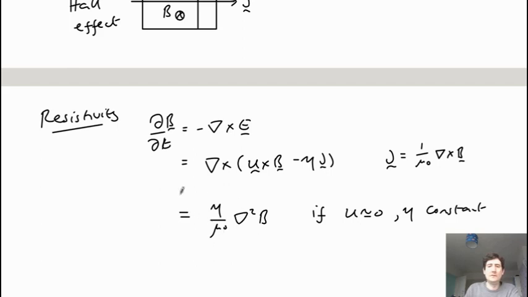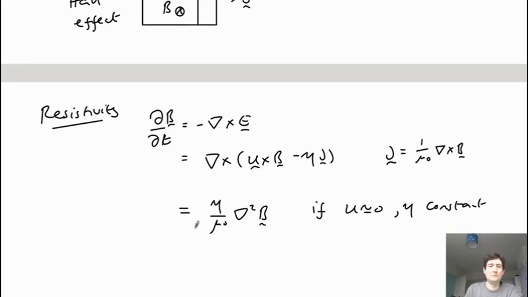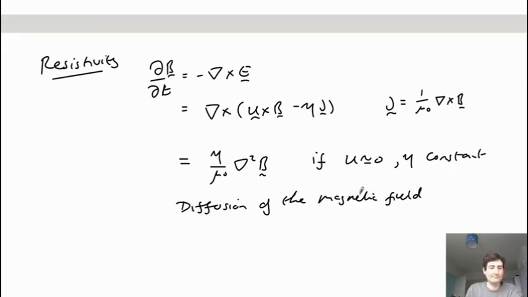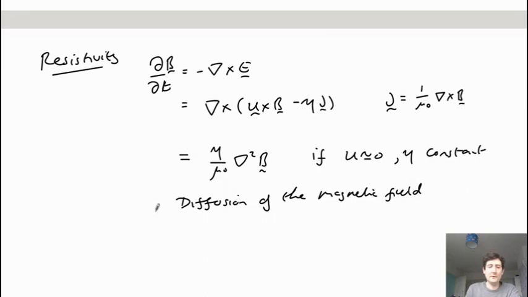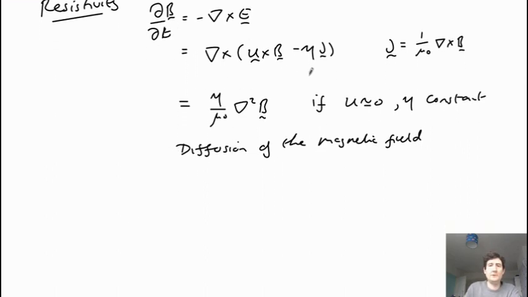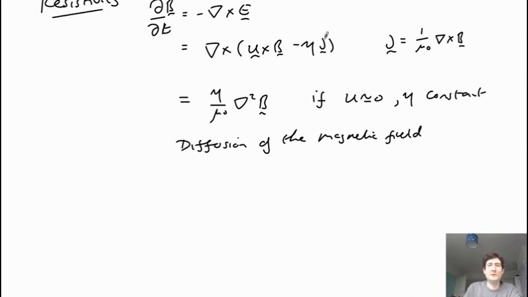So then we get a diffusion equation, so we have dB/dt equals a diffusion coefficient times a second derivative of B. Let's create a vector. And so this is a diffusion of the magnetic field. It becomes important when you balance this resistive term against this term here, which we know is important in ideal MHD. When does this term that we neglect in ideal MHD become comparable to this?